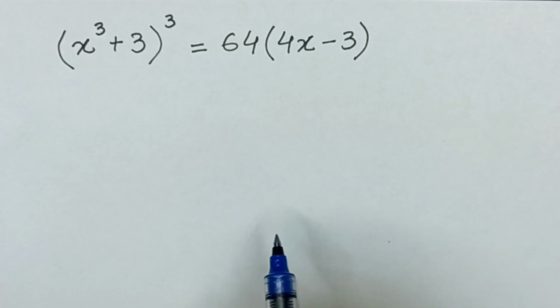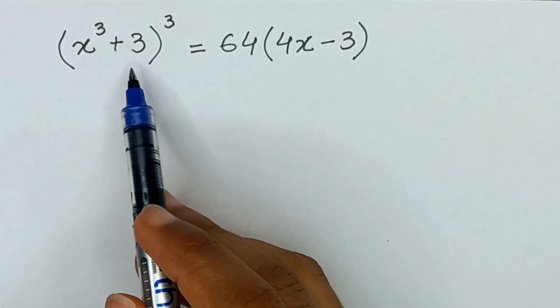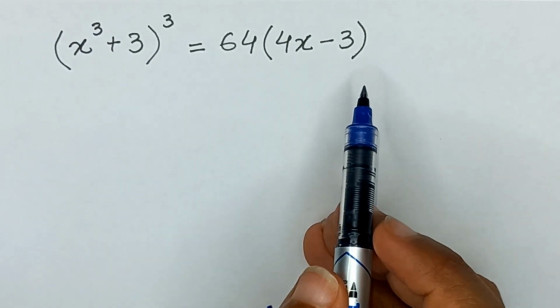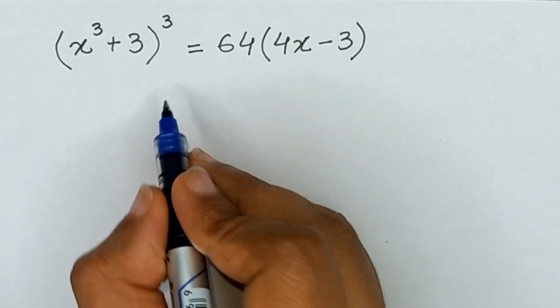Hello friends, so today we will solve this equation: (x³ + 3)³ = 64(4x − 3). I am going to solve for x.